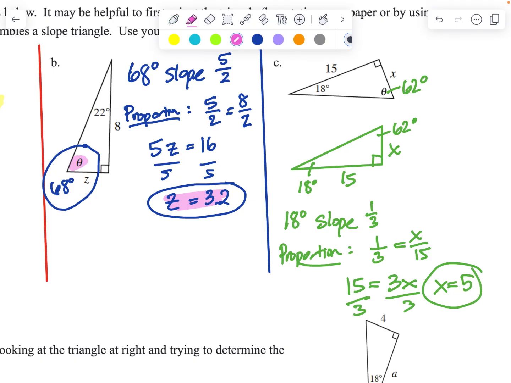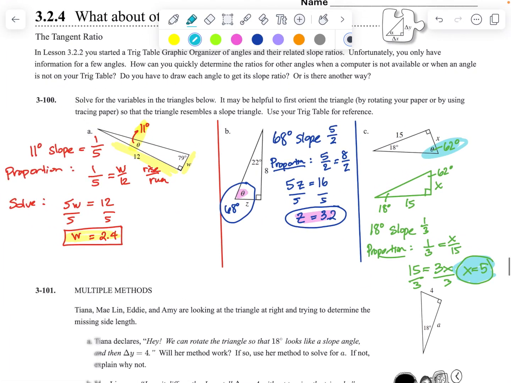Okay, so once again, I have the two things that I need. I have that theta is 62 degrees, and I have that x is 5. All right, that is the basics of trying to set up a proportion and find it using this rise over run, these slope triangles that we've been using.